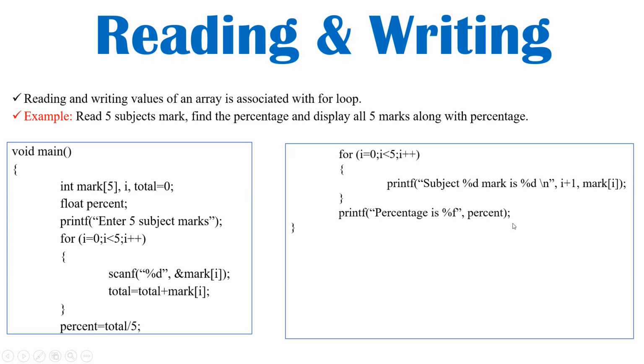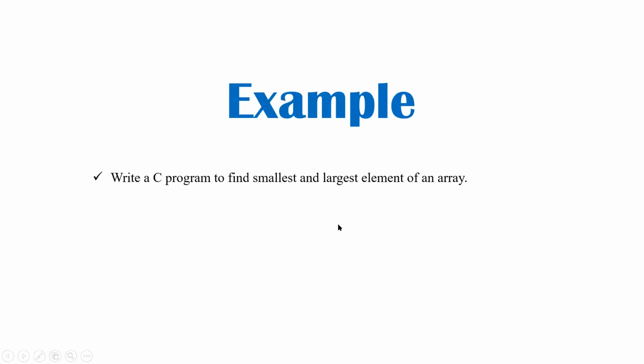We will see this with the online compiler, how it produces the output. Later we will see one more example: how to write a program to find the smallest and the largest element of an array. Now we will move on to the online compiler.